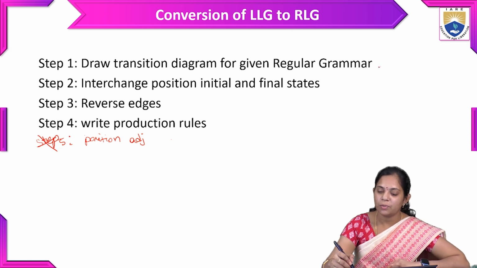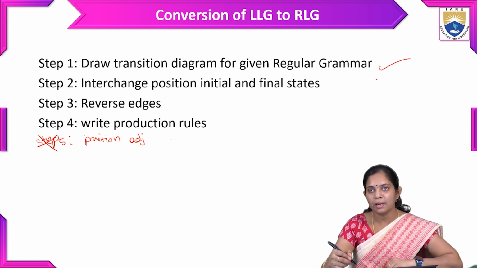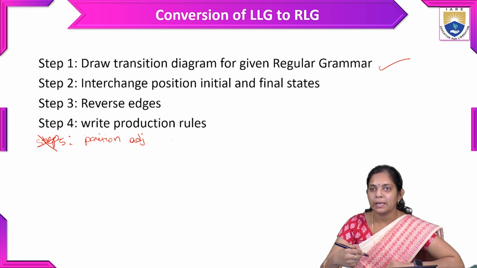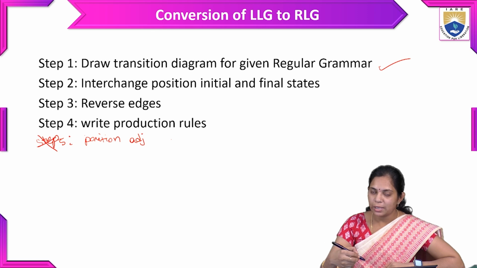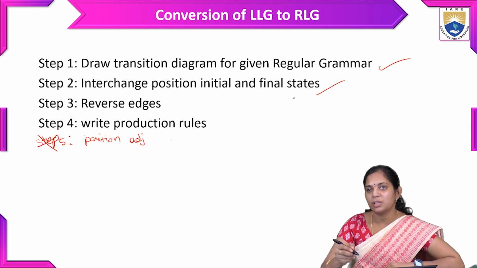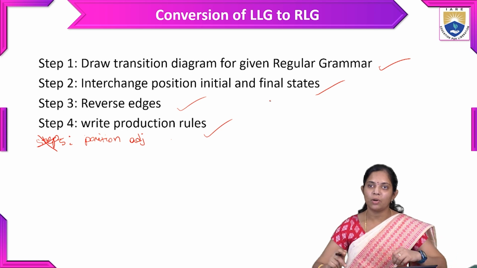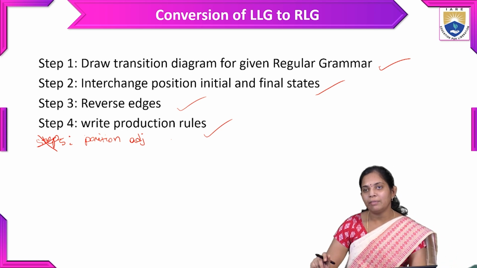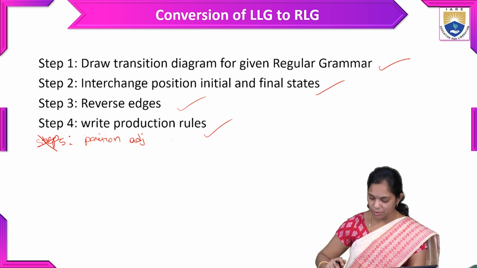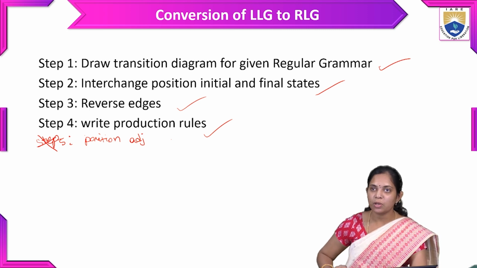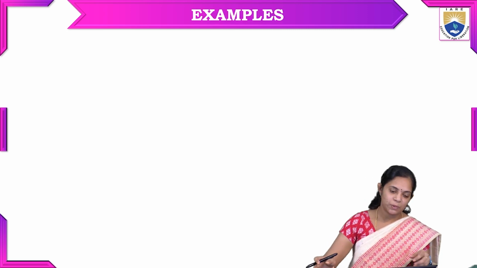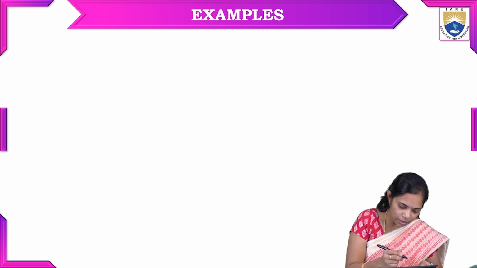So the first step is to draw a transition diagram, and whenever they give a left linear grammar, we convert that to a transition diagram first. After that we have to interchange the positions of the initial and final states, reverse the edges, and write the production rules. So these are the steps involved in the construction of a right linear grammar from a left linear grammar. We will discuss more with an example. So here I am taking the example.